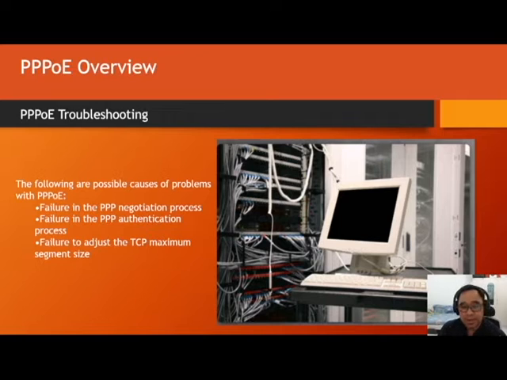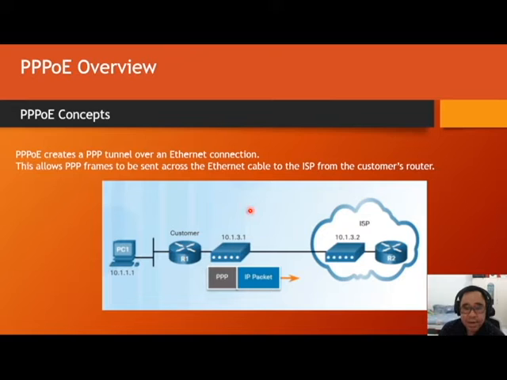So, PPPoE troubleshooting. The following are possible causes of problems with PPPoE: failure in the PPP negotiation process, failure in the PPP authentication process, and failure to adjust the TCP maximum segment size. So these are the PPPoE concepts. PPPoE creates a PPP tunnel over an internet connection. This allows PPP frames to be sent across the internet cable to the ISP from the customer's router. Okay, this is the ISP. This router to the customer in a PC.